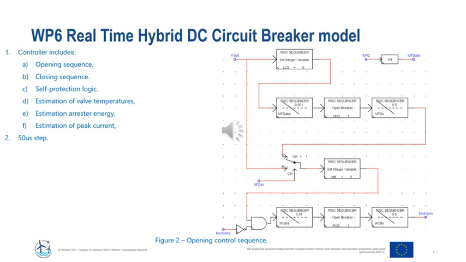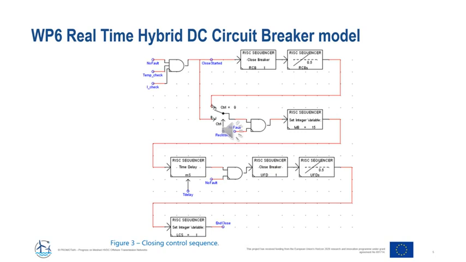This slide shows the opening sequence in the DC CB controller opening logic, which operates in a 50 microsecond step. It includes a self-protection logic, estimation of valve temperatures, estimation of energy absorber energy, and estimation of a peak current. This slide shows the closing sequence in the controller logic. You can see that it involves various conditional checks like a temperature check and a current magnitude check.